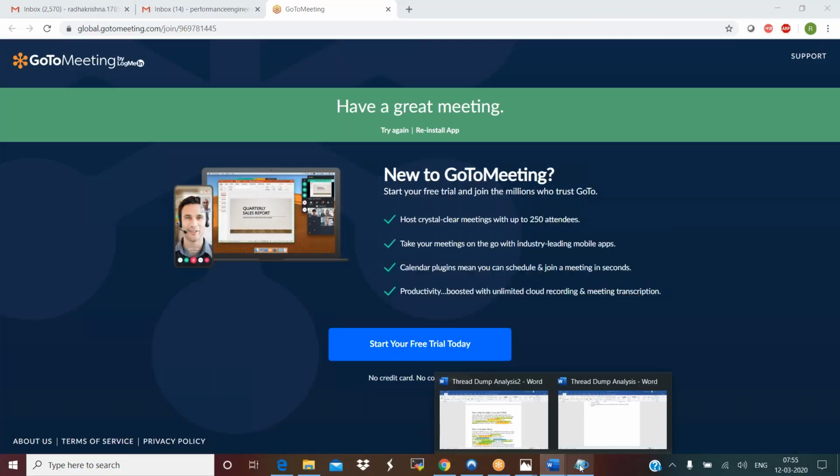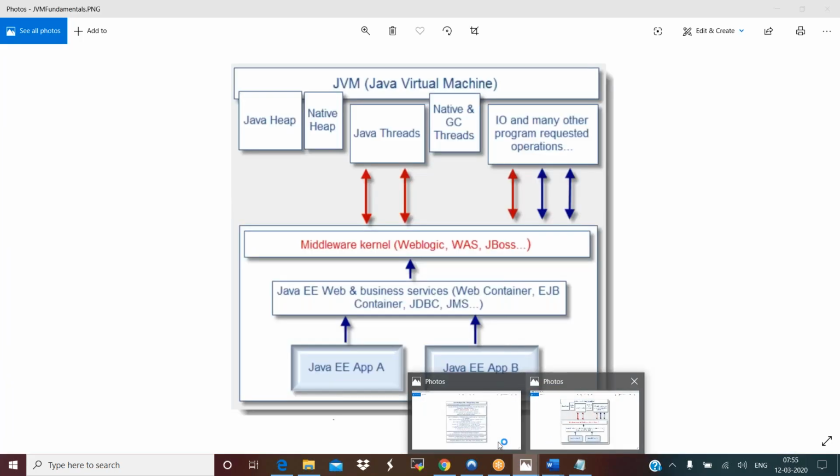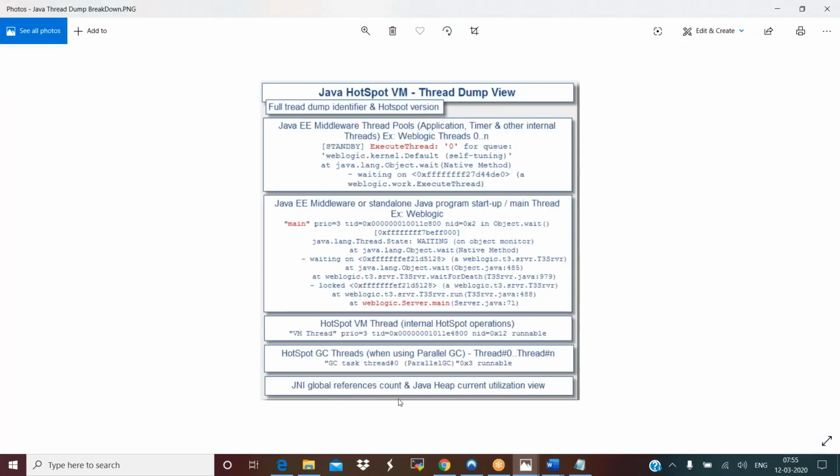Okay, the last one is the JNI global references count and the Java heap current utilization view. JNI global references is the number of object references which are internally managed by the Java garbage collector. It will directly identify the objects with no live references in the Java code. You can directly see a number saying that JNI global references equal 2185. It means these are all objects with no live references in the Java code, which means you can take them off.